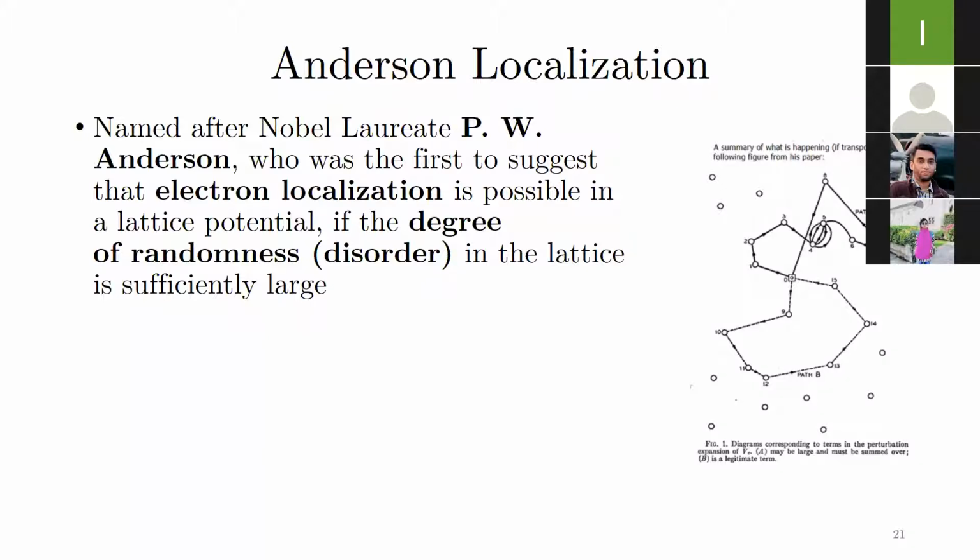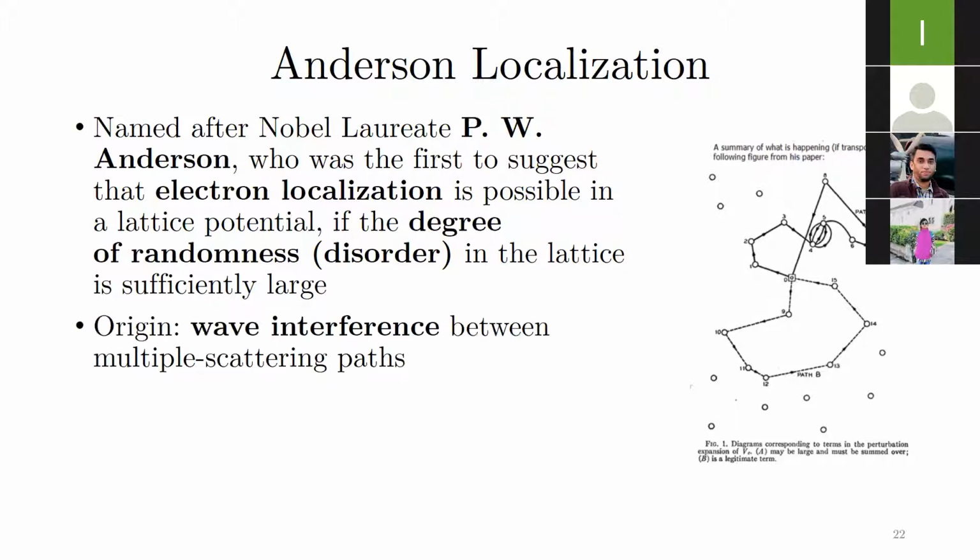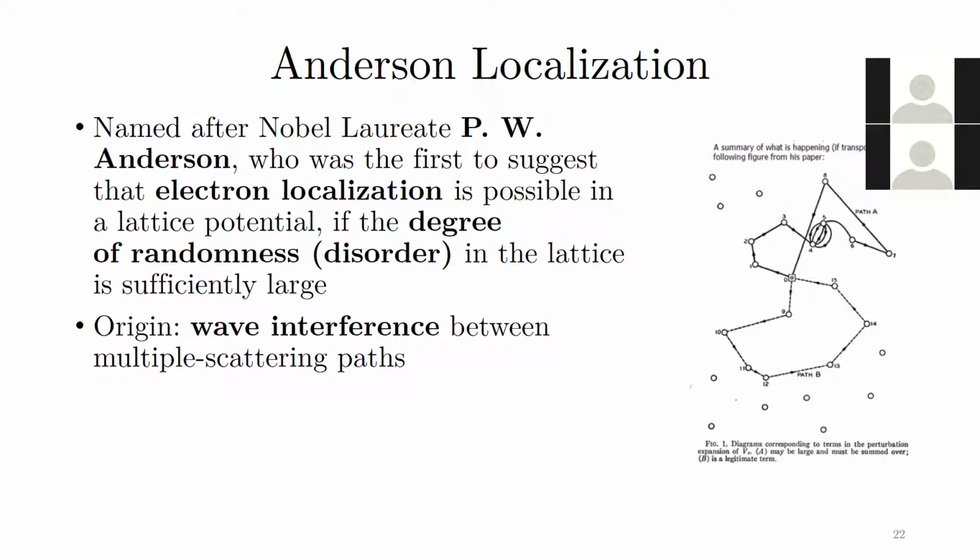What he showed was that in a lattice potential, if there is a lot of randomness, the electron will get trapped. It will stop moving totally. This phenomenon later came to be known as Anderson localization. What was its origin? It was simply wave interference between multiple scattering. From the wave-particle duality, we know that the electron has wave nature. If there is a wave and there is scattering, the scattered waves will interfere with one another: in some places constructive interference, in some places destructive interference. This interference ultimately results in an increase of the electric field, or localization, at some places.